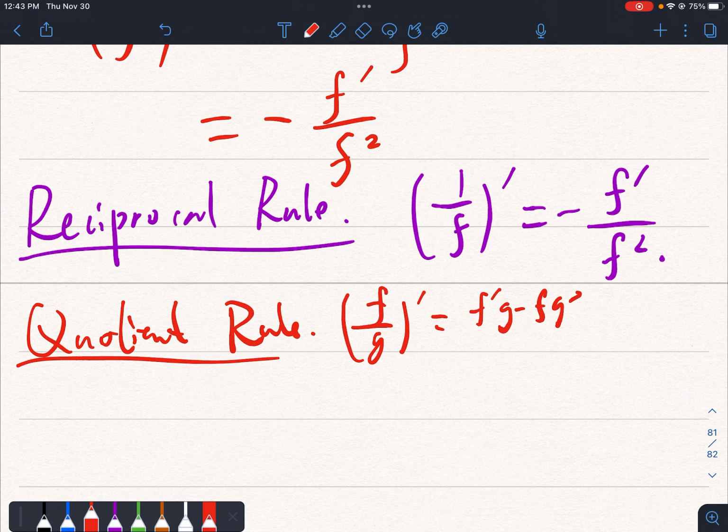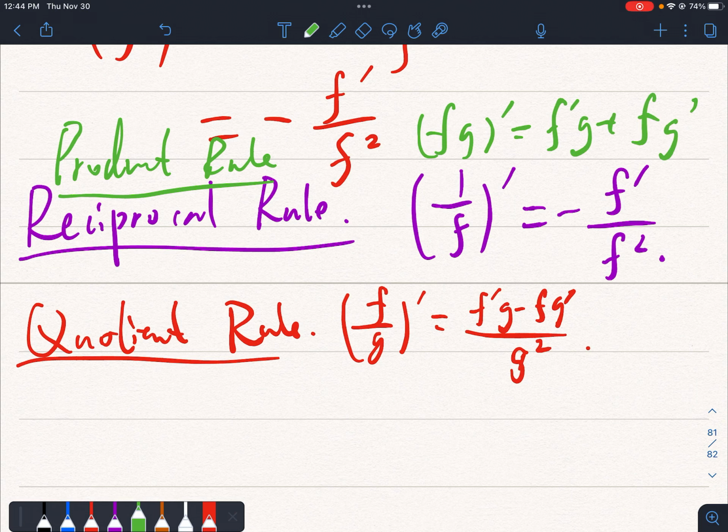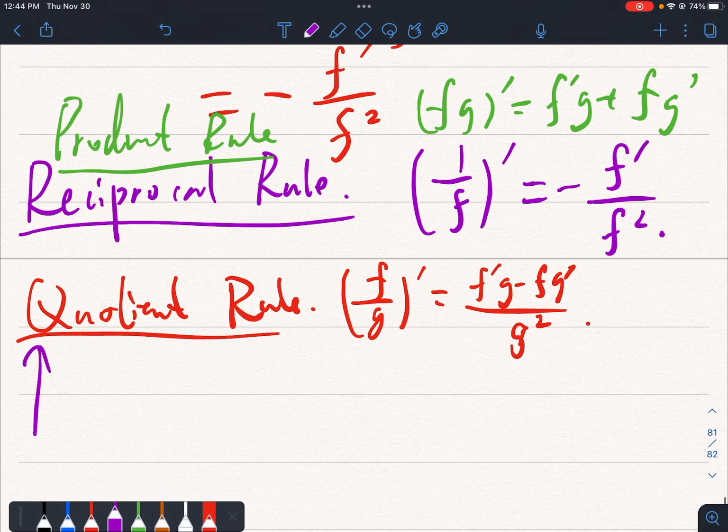So let's prove the quotient rule again. The quotient rule says that the derivative of f over g is equal to f prime g minus f g prime divided by g squared. Now let's prove this by using the reciprocal rule together with the product rule. So the product rule says that the derivative of fg is f prime g plus f g prime. So now we can just deduce this quotient rule.